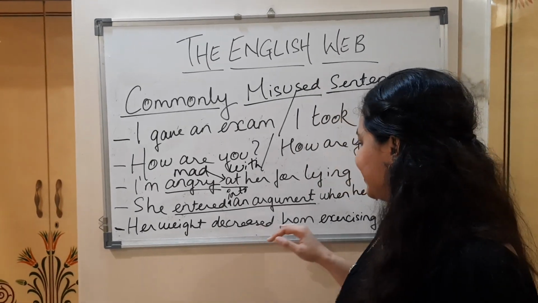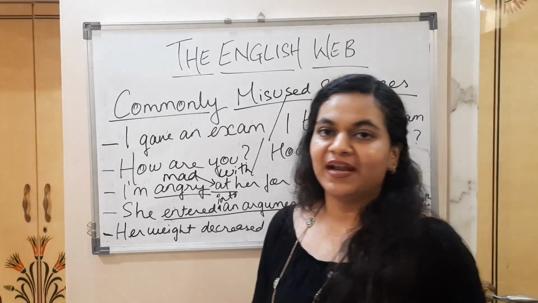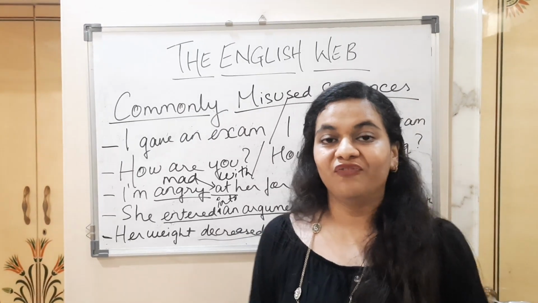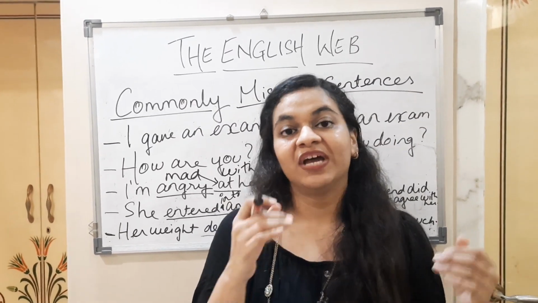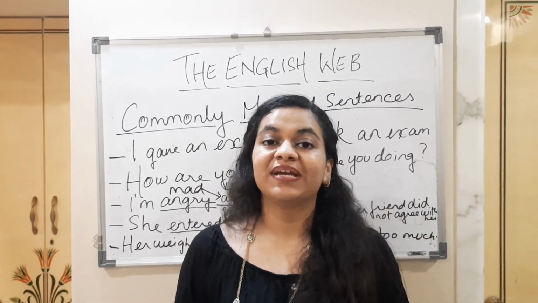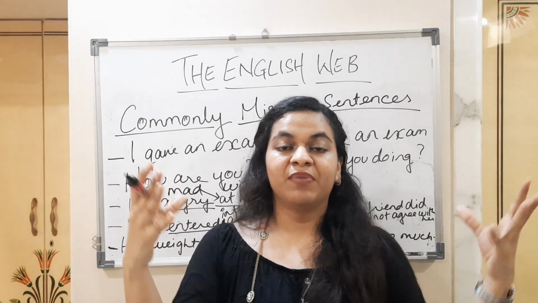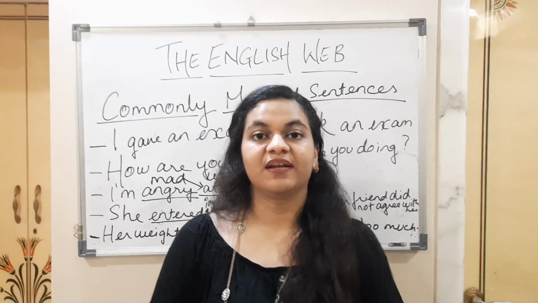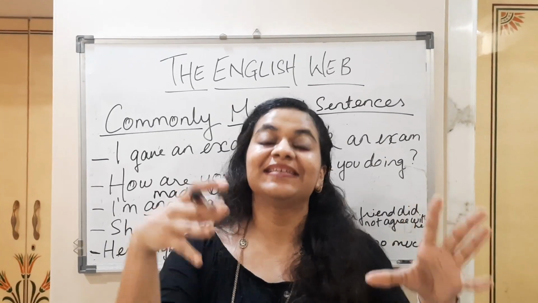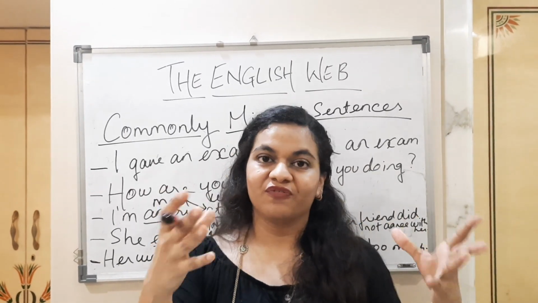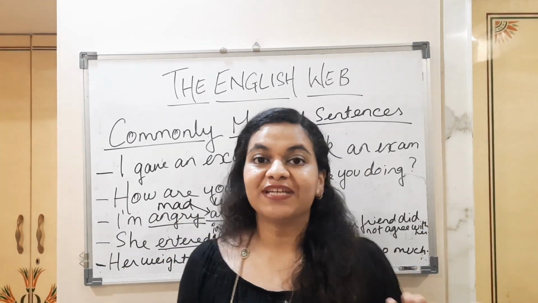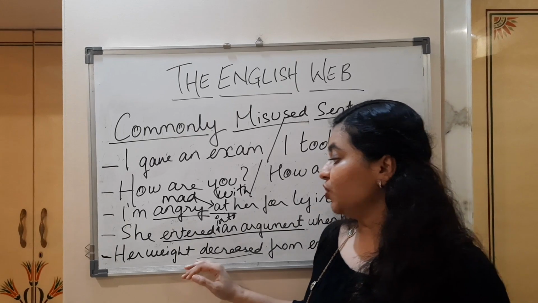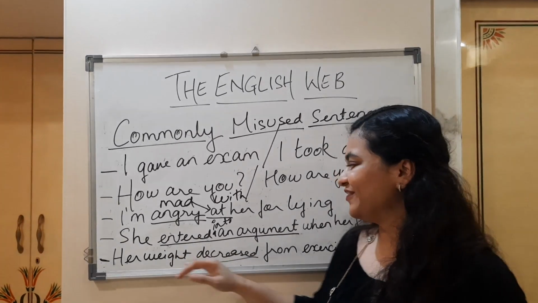Her weight decreased from exercising too much. Now, yes, the problem with this is the word decreased. Now, we often get confused between the meanings of reduce and decrease. You use decrease when something has naturally become smaller, as something that you do not really have any control over directly. And you use reduce when somebody has actually worked on making something smaller. So if you're telling somebody that her weight decreased from exercising too much, you have to use reduce because she worked on reducing her weight.